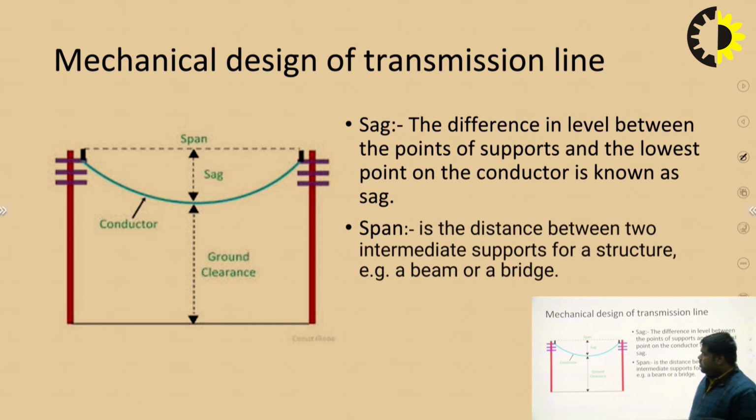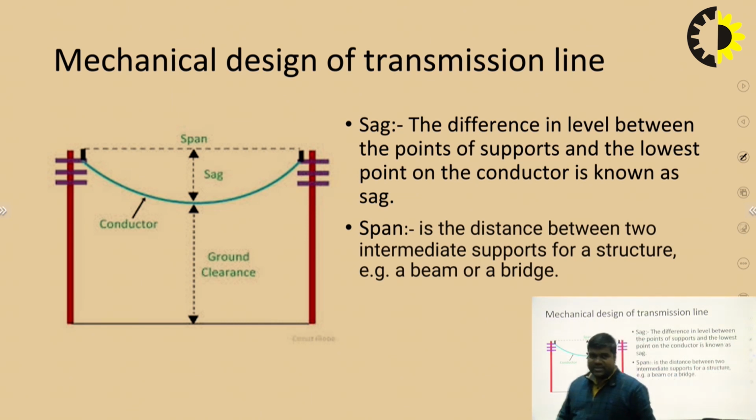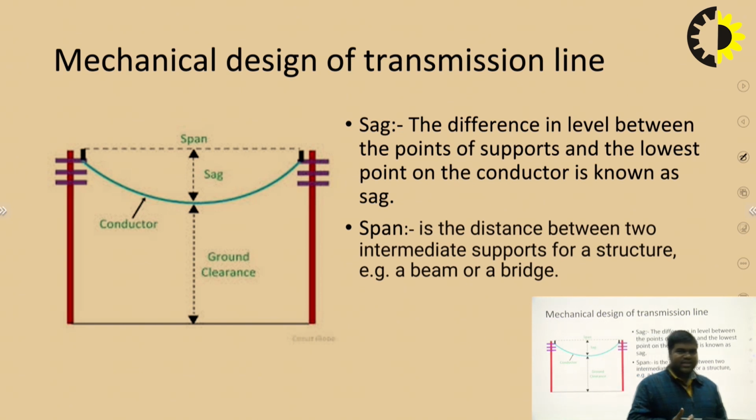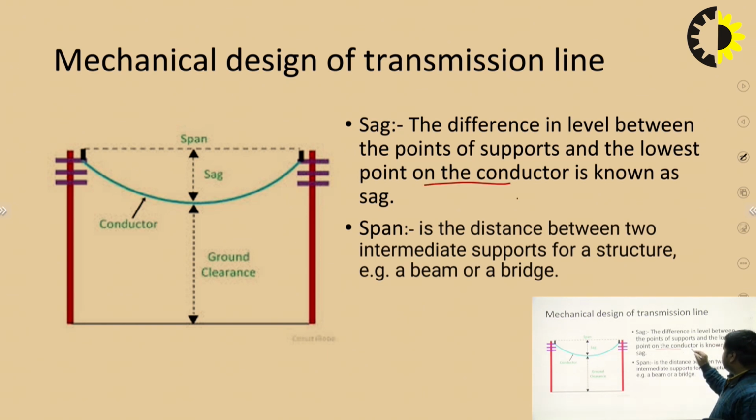If we talk about the mechanical design of the transmission line, first we will see what is sag. Sag is the difference in level between the points of support and the lowest point on the conductor. It is the difference in level between the points of support and the lowest point on the conductor that is known as sag. We will see it in a diagram.